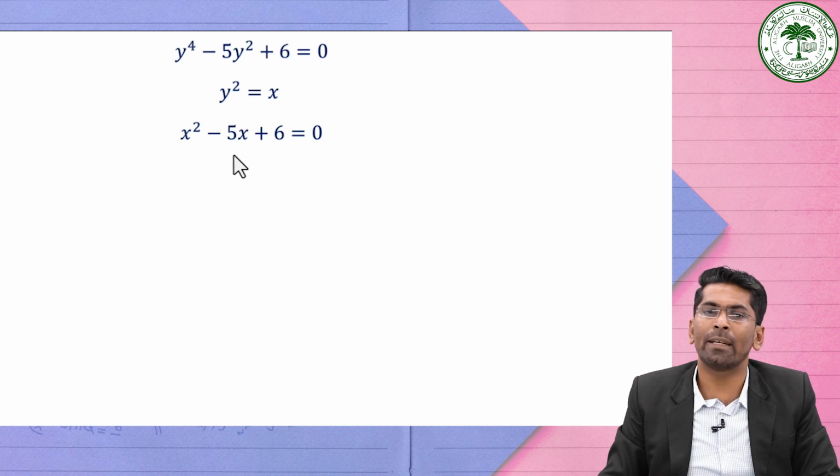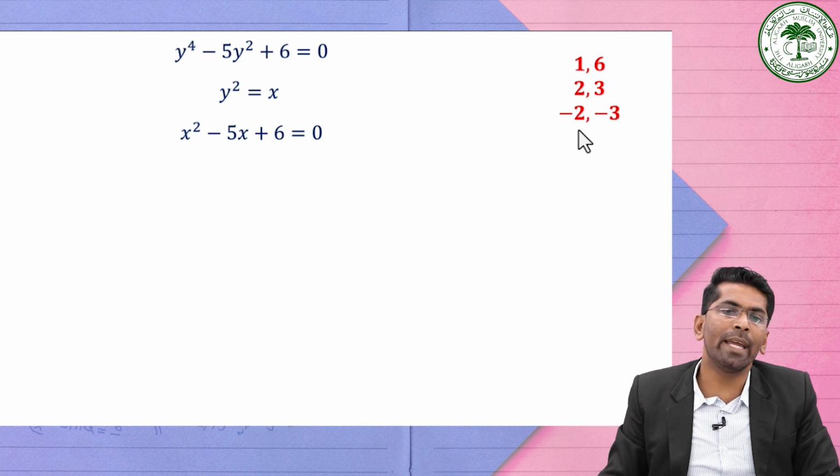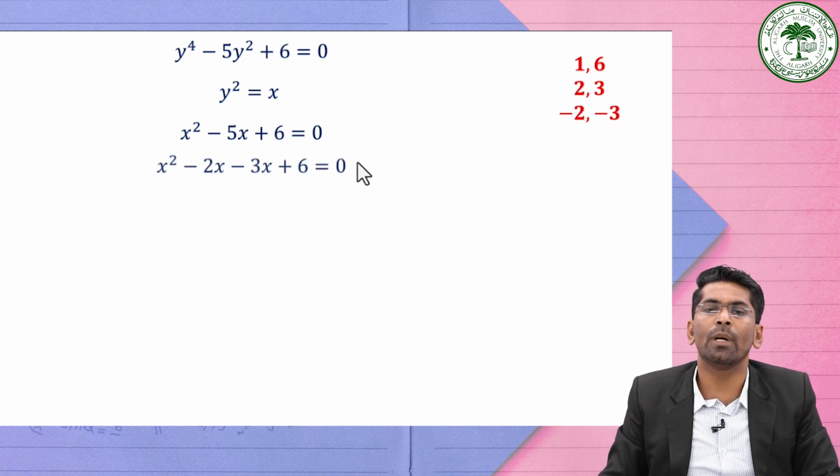Now you can use the factorization method here. See, the coefficient of x square is equal to 1. So the product of two numbers is equal to 6 and the sum is equal to minus 5. Accordingly the factors may be 1, 6, or 2, 3. Out of this, minus 2 and minus 3 will provide you minus 5, and if you multiply these two numbers then you get 6. So instead of minus 5x I am writing minus 2x minus 3x plus 6 is equal to 0.